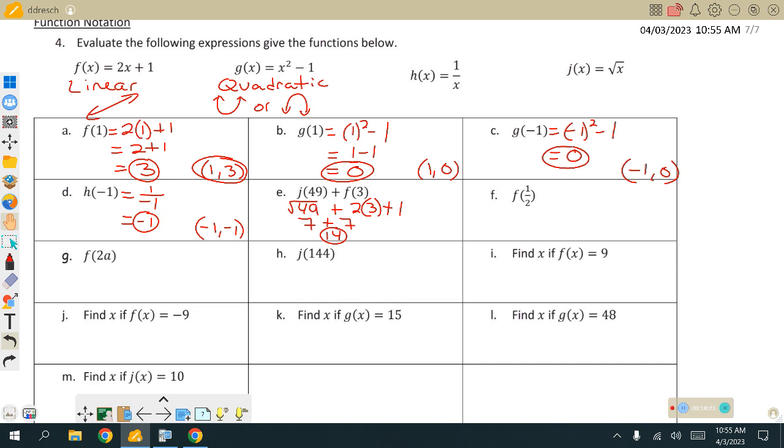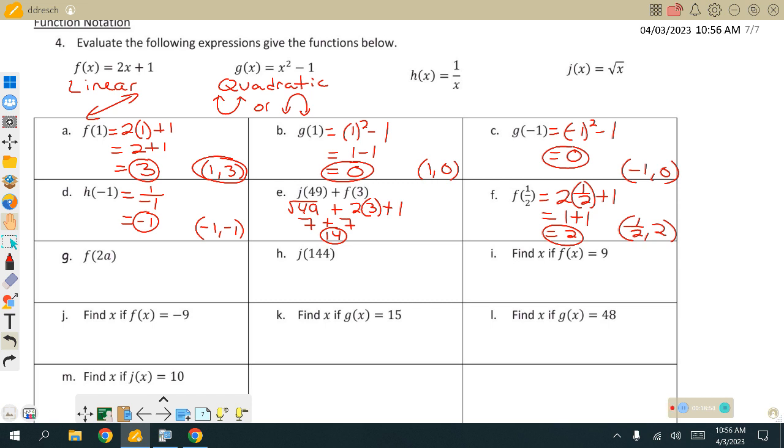Okay, f of a half. Go back. The f of x function says, just read carefully. F of a half says f of x function, what's 2 times a half? Plus 1. Yep, you all can do that in your head. 1 plus 1 is 2. Again, technically, we're creating an ordered pair. 1/2, 2.